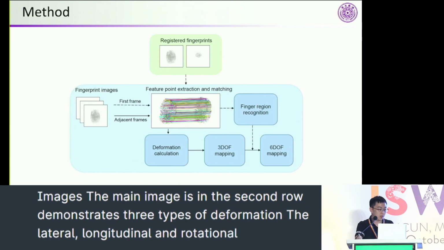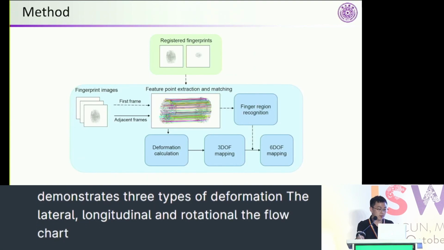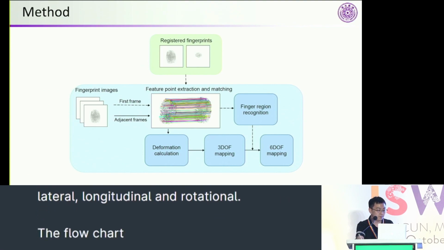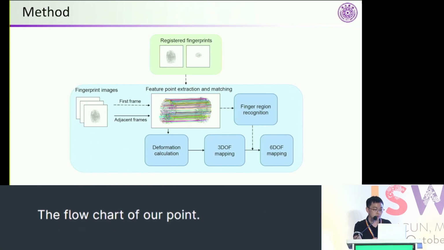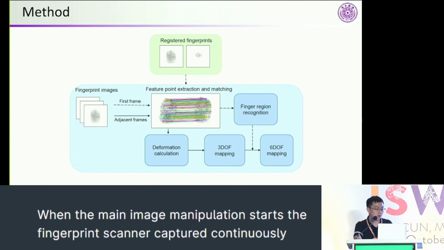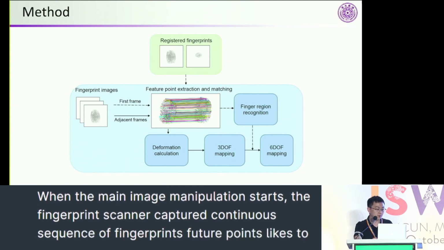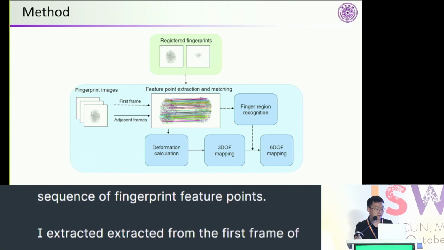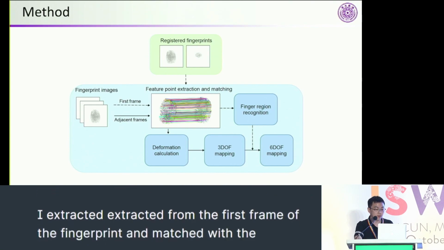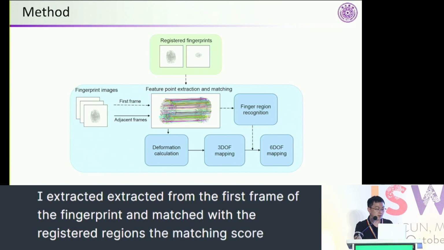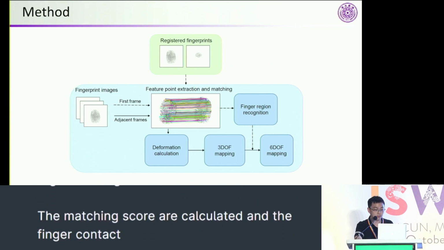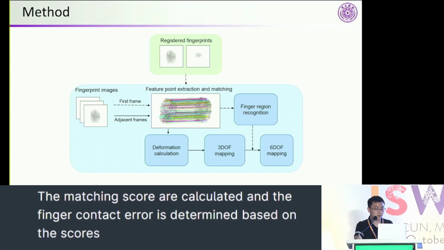This is the flow chart of our proposed method. The user first has to register two finger regions to control rotation and translation separately. Then, when the manipulation starts, the fingerprint scanner captures a continuous sequence of fingerprints. Feature points are extracted from the first frame of the fingerprint and matched with the registered regions. The matching scores are calculated, and the finger contact area is determined based on the scores, which will log the degrees of freedom.